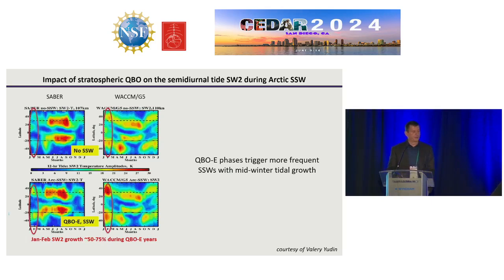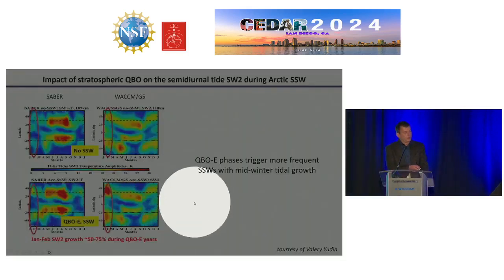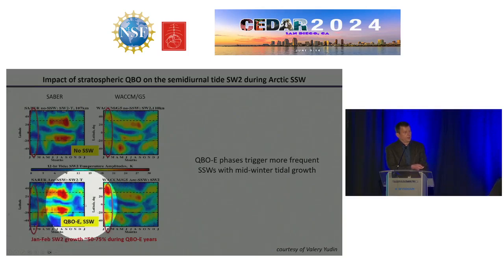And finally, intra and interannual scales. On the left column are SABER observations, right column are WACCM simulations from Valerie Yudin. This looks into how the stratospheric QBO, the quasi-2-year oscillation, impacts the upper atmosphere, looking into the semidiurnal migrating tide. And the important point is here in the bottom.